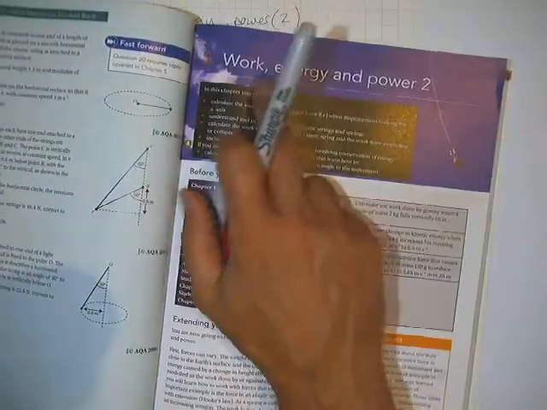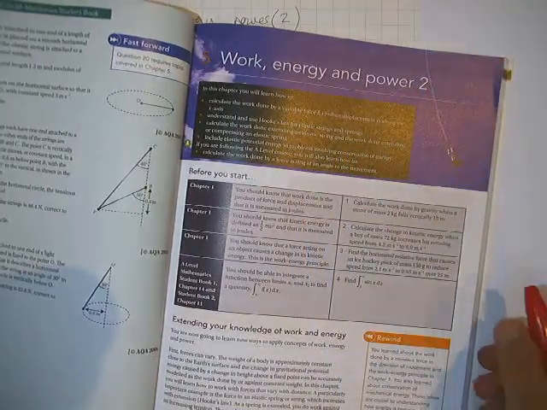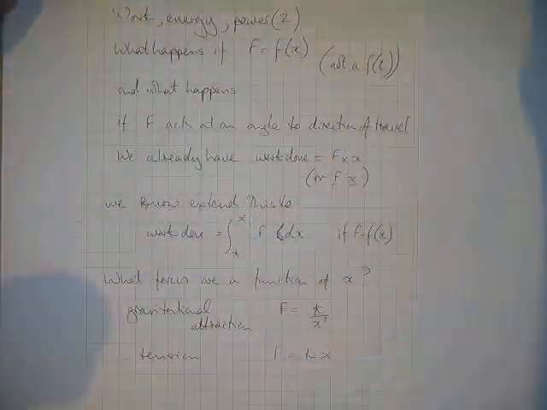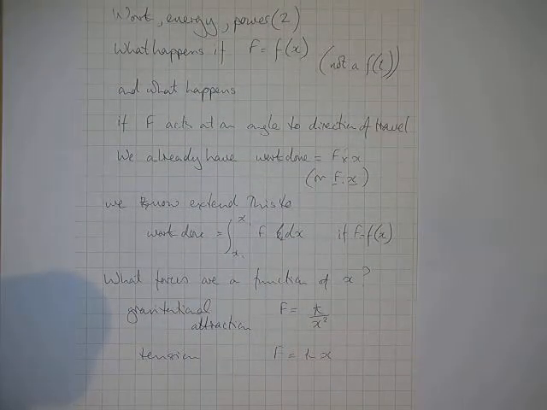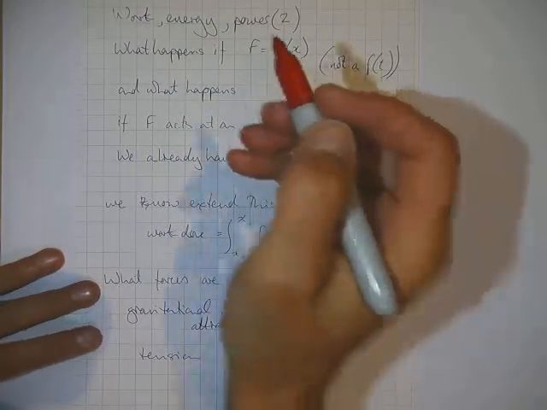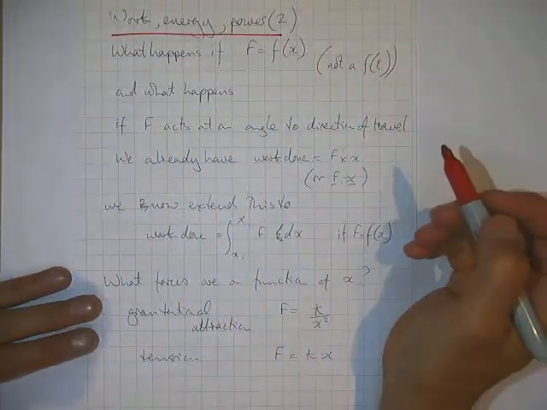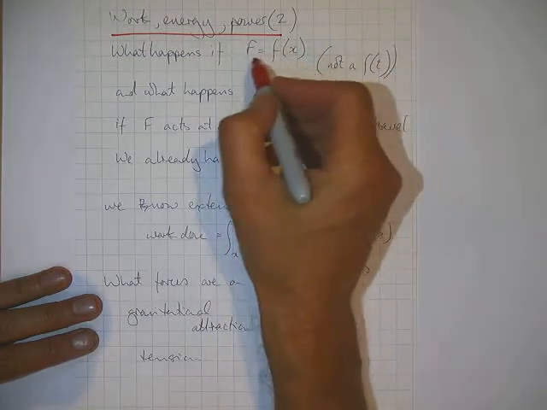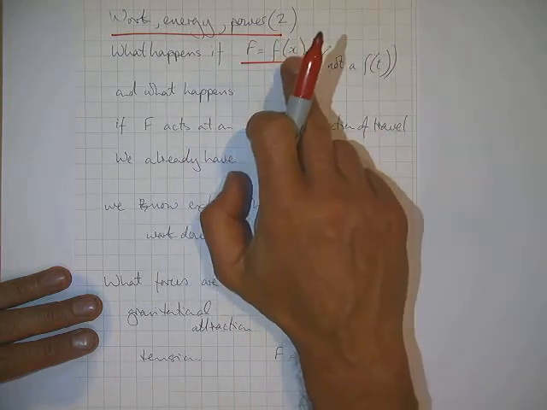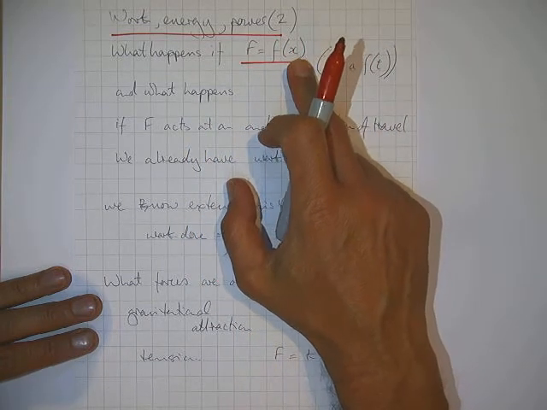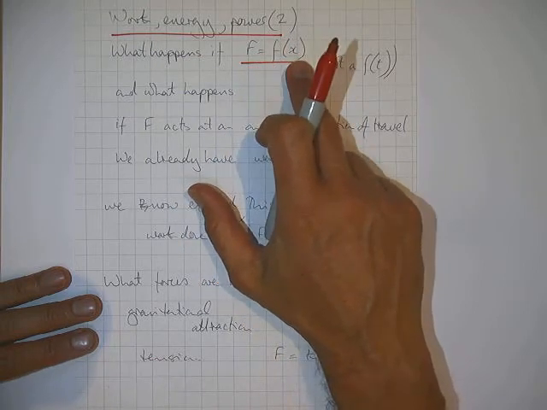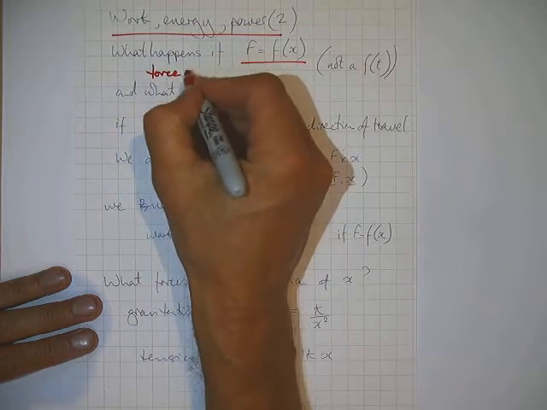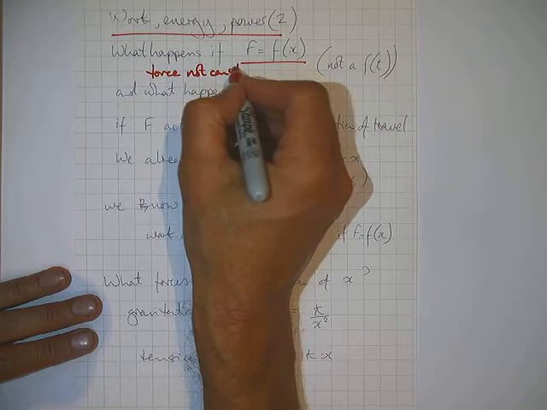And we're going to look at Chapter 5, which is Work, Energy and Power, Chapter 2. So by all means, be reading that online as we're going through it. Or, no, actually do have that up on the screen. So it's Work, Energy and Power, Chapter 2. And they split the book into what happens if a force is not constant? What happens if we've got a force which is a function of x? What happens if, as position changes, the force changes? So the force not constant. That's the first part of this chapter.